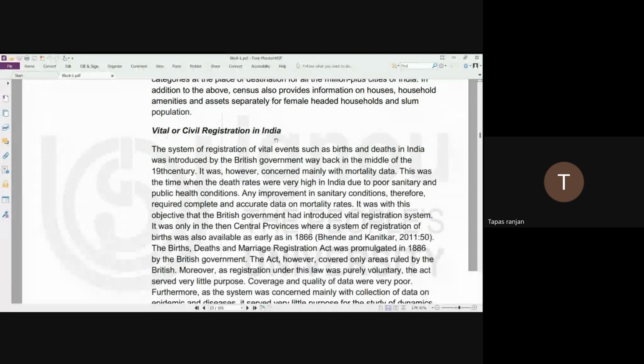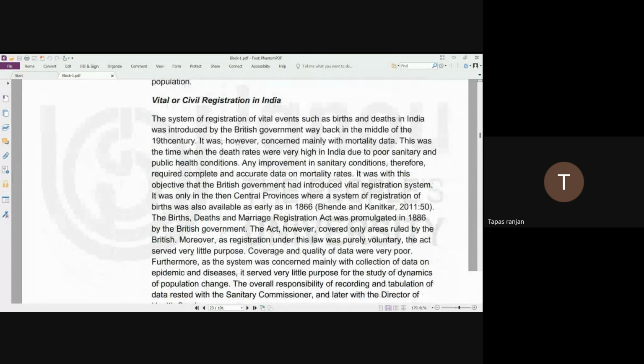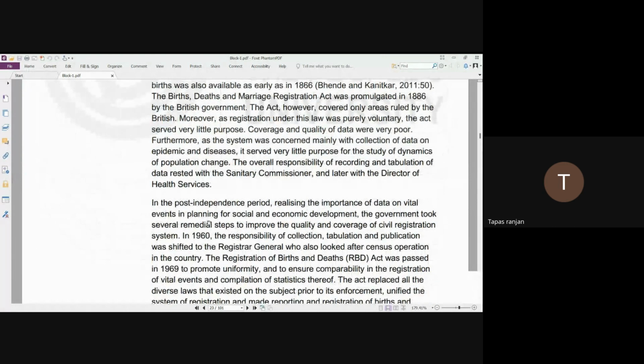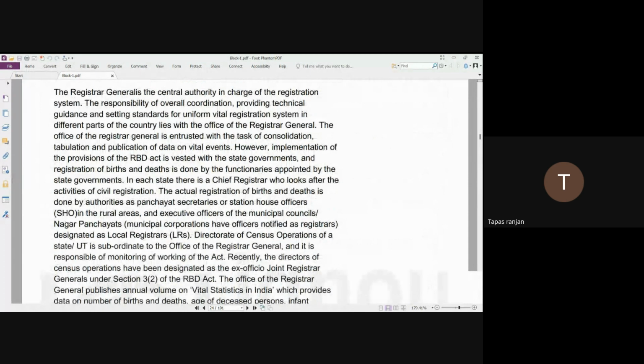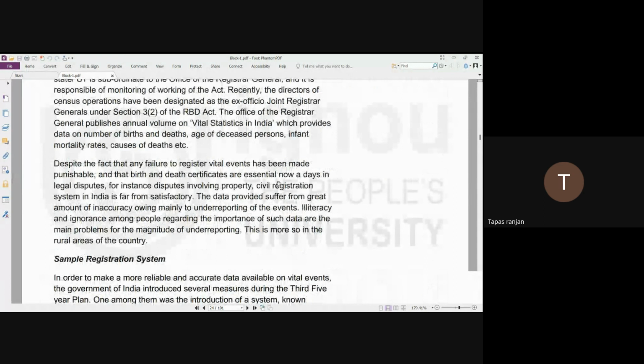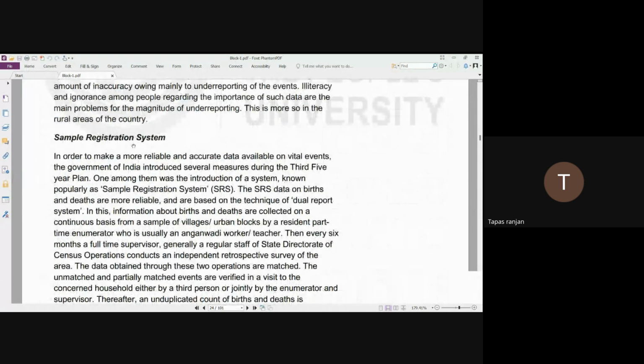Vital or civil registration in India: the vital statistics can also be found in India through different government organizations. The Registrar General also provides you vital statistics. Then there are sample registration systems. The Sample Registration System was introduced in the third five-year plan, and that gives you data about births and deaths.